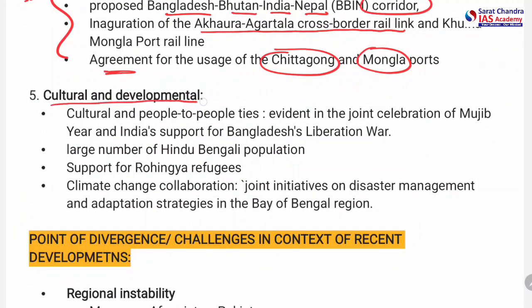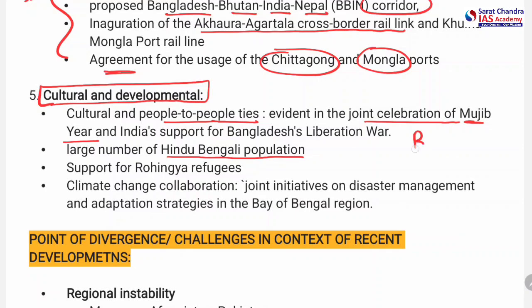From the people-to-people interaction and the cultural and developmental cooperation between India and Bangladesh, first are the people-to-people ties. As we know, there is a large Hindu Bengali population in Bangladesh, as well as joint celebration of Mujib Year. Buddhist, Hindu, and Islamic cultural practices and cultural symbols are present in both countries, through which the people of one country can interact with the people of the other country.